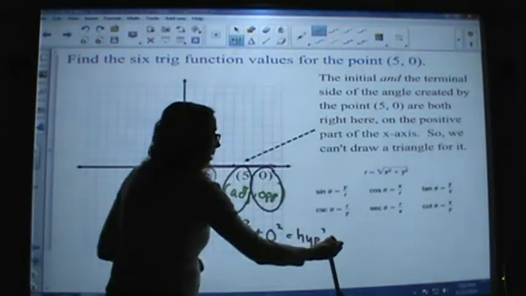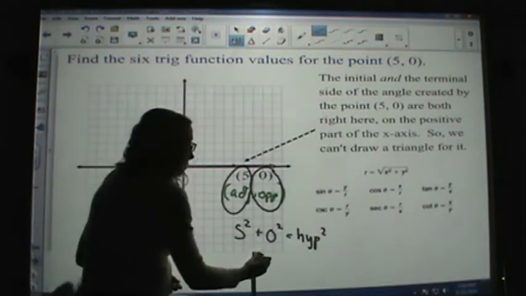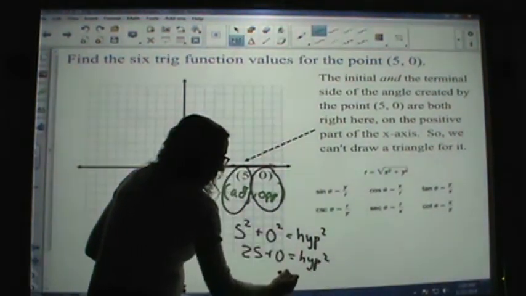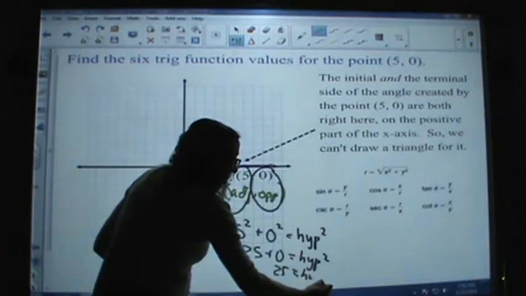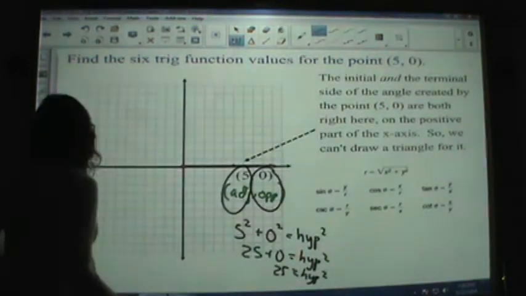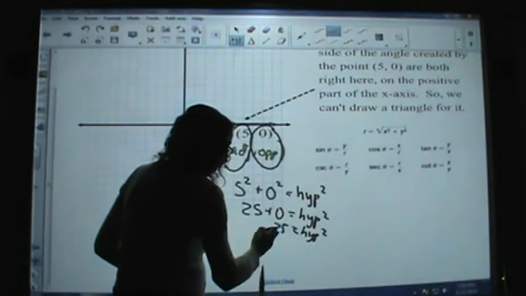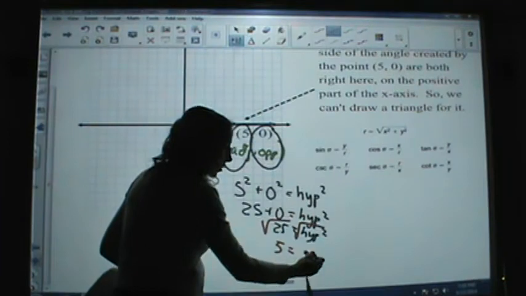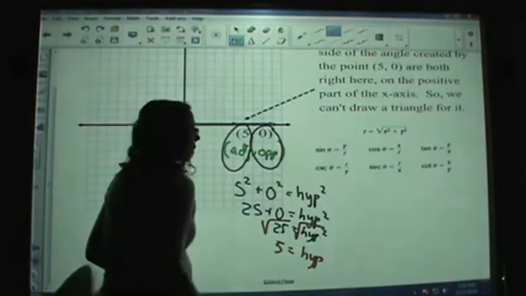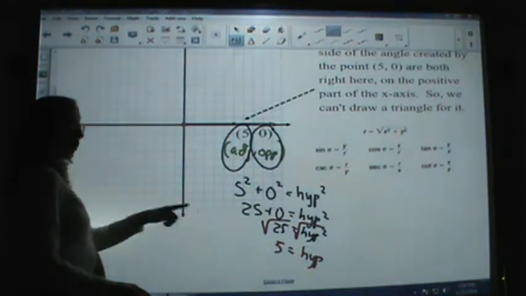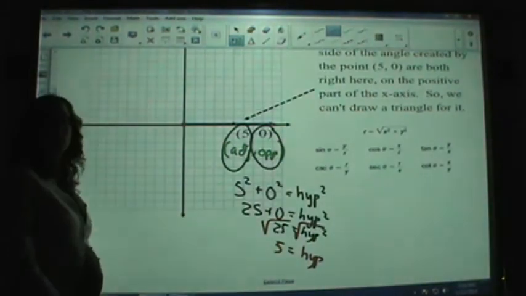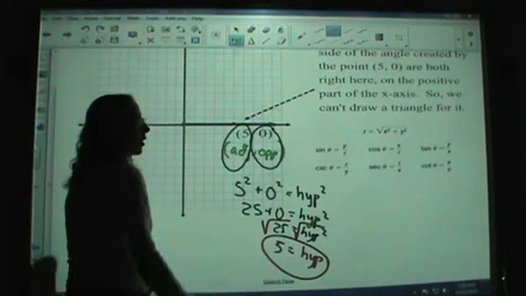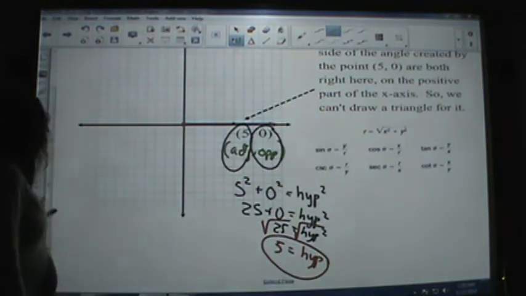And I can find the hypotenuse that way. So 25 plus 0 is, of course, 25, and the hypotenuse, therefore, would be 5. Because you apply the square root, you're supposed to do a plus or minus, but not for the hypotenuse. It's always positive. So the hypotenuse must be 5, just like the adjacent. And so now you have opposite, adjacent, and hypotenuse, and you can find any trig function you want to.